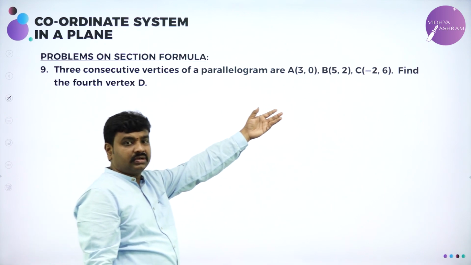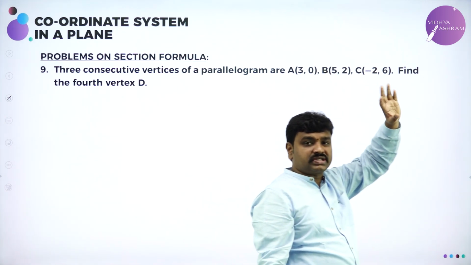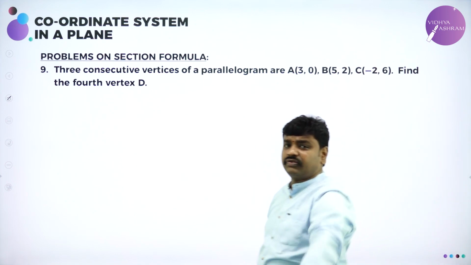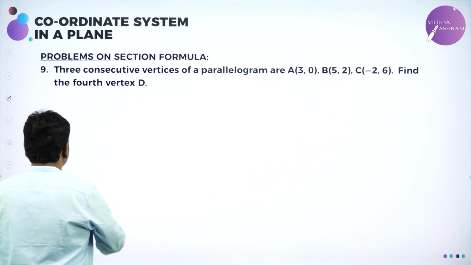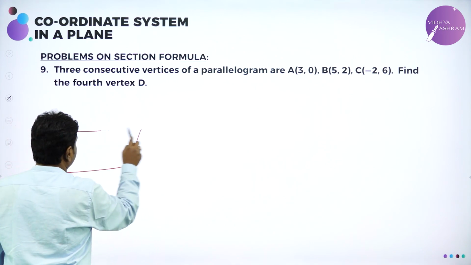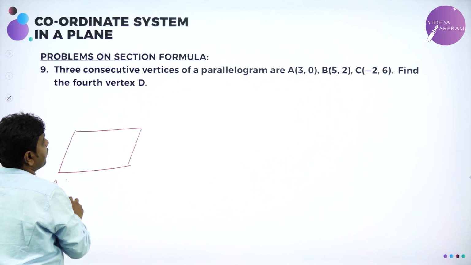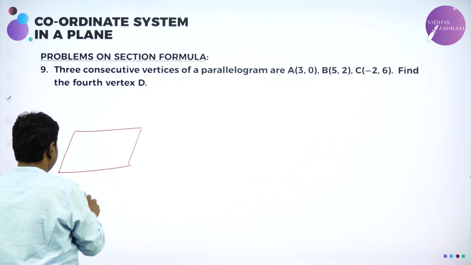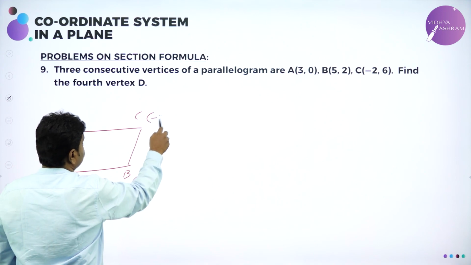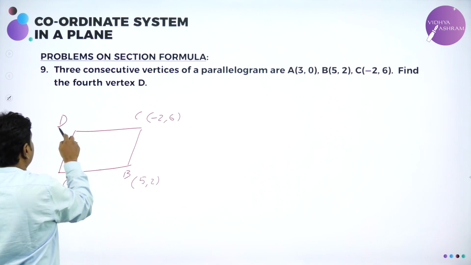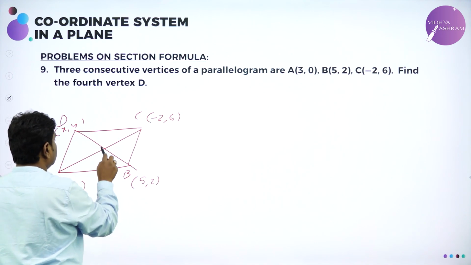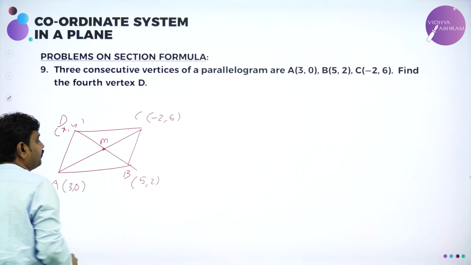Same concept. Three consecutive vertices A, B, C in order. Consecutive means what? In order they gave. They wanted to find the fourth vertex. Again, same: diagonals of a parallelogram bisect each other. So they gave A. What is A? 3, 0 and B 5, 2 and C -2, 6. This is given and D is unknown. D, call it as XY, and I will draw AC and I will draw BD. They are bisecting at M.